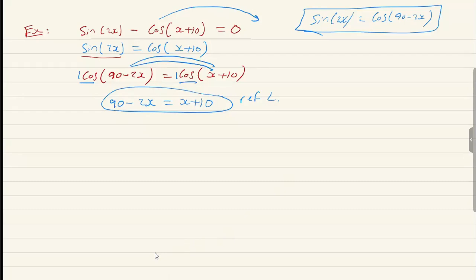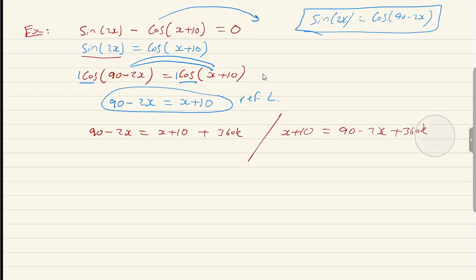Question. Which one is gonna be on the left hand side, and which one on the right hand side? Am I gonna write 90 minus 2x is equal to x plus 10 plus 360k, or am I gonna write it like this: x plus 10 is equal to 90 minus 2x plus 360k? It doesn't matter. Both of them are the same. You can add 360k wherever you want.